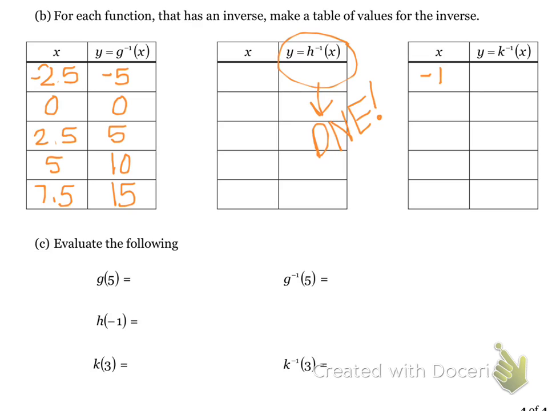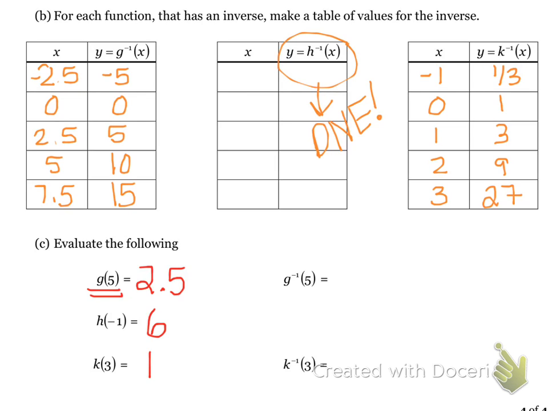And lastly, for k, your input values are now 1/3, 1, 3, 9, and 27, and those output values are going to be -1, 0, 1, 2, and 3. And the last part of this is just evaluating the functions at the given input value. So g is the table that you have above. So g of 5 is 2.5. h is also in the tables above, and at -1, h is 6. And k above at 3 is an output value of 1.